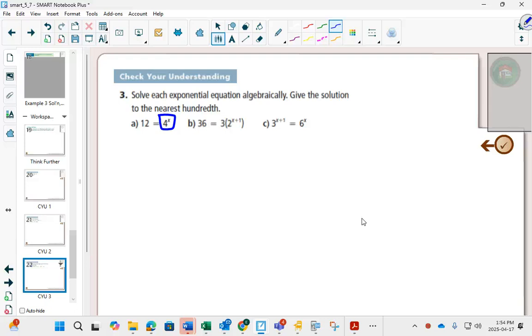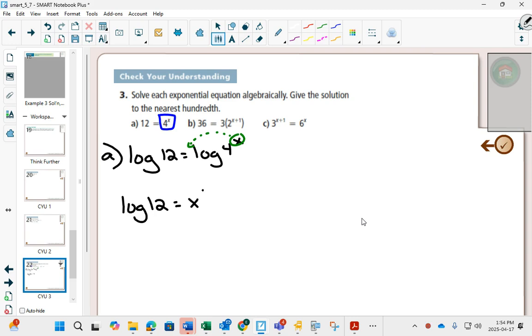So for A, I would take the log of both sides, or the natural log. And that would allow me, with my log laws, to bring the x out of the exponent. That's the whole reason we use our logs, is because there's a log law that lets you pull that x out of the exponent, which allows us to solve. So now I'm going to get log of 12 equals x log of 4, and I can get the x by itself by dividing both sides by log of 4.